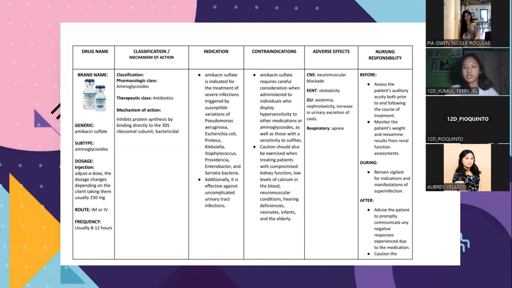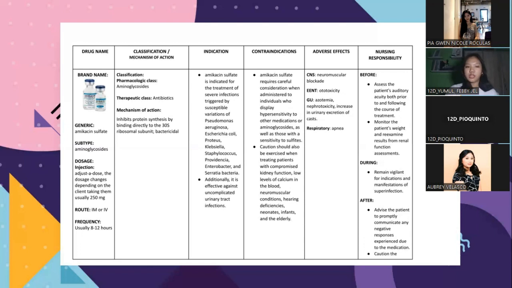Amikacin sulfate is indicated to treat mild to severe infections triggered by variations of Pseudomonas aeruginosa, which means a bacterial strain that is able to survive in harsh environments, Escherichia coli, Proteus, Klebsiella, Staphylococcus, Providencia, Enterobacter, and Serratia bacteria. It is also effective against uncomplicated urinary tract infections.